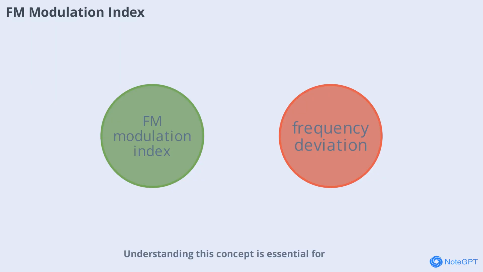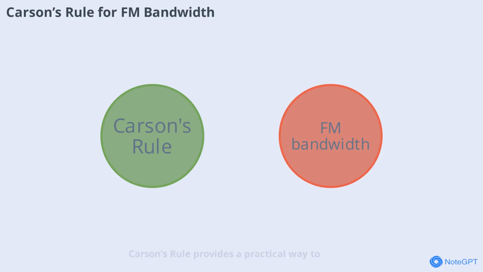Understanding this concept is essential for optimizing FM systems for different applications, whether it's for narrowband communication or high-fidelity audio broadcasting. Carson's rule provides a practical way to estimate the bandwidth required for an FM signal.